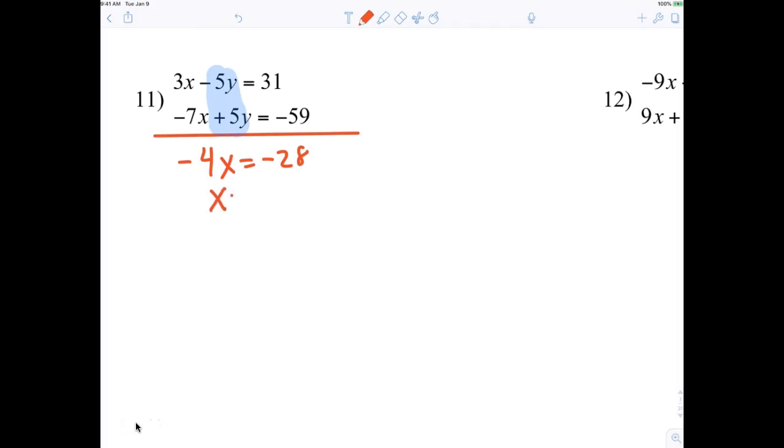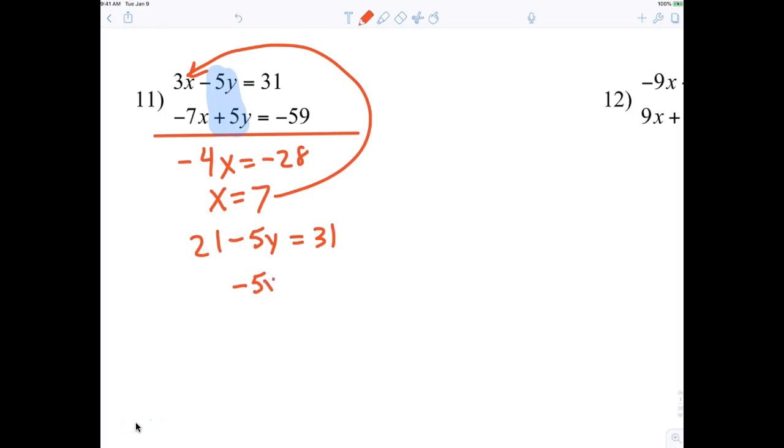X equals what? 7. All right. Now, plug in 7: 21 minus 5y equals 31. Be careful. What kind of 5y?